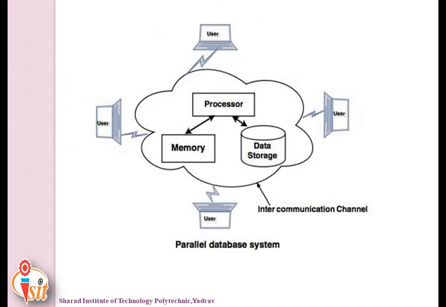Again, here you can see the diagrammatic view of parallel database system: the intercommunication channel includes processor, memory, and data storage, and multiple users are connected to the intercommunication channel in parallel to access the data. This is about the parallel database system.